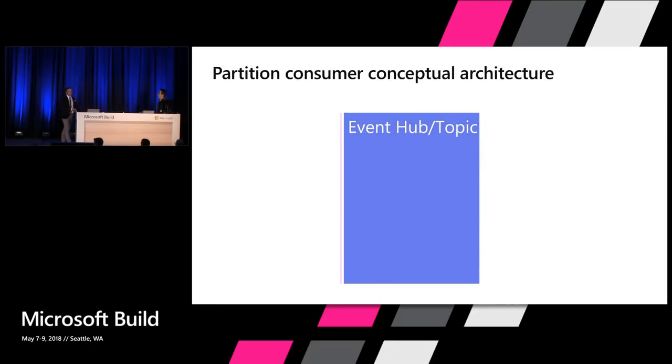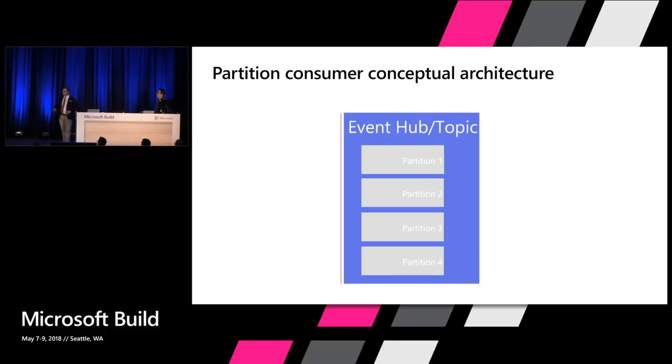Real quick, I just want to talk about Partition Consumer a little bit. If everyone's familiar with Kafka or Event Hubs, this should not be a new concept. When you look at what a Partition Consumer architecture is, and both Kafka and Event Hubs are this type of animal, you have a construct that's really virtual called a topic in Kafka or an event hub in Event Hubs. And within that, you have partitions. Those partitions are physical stores of your data.